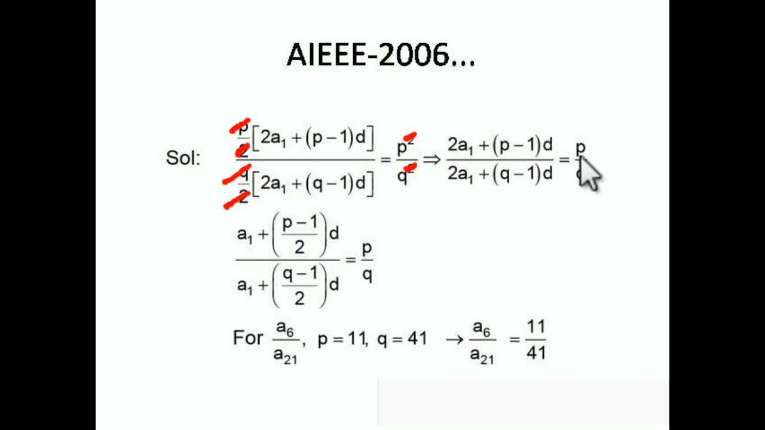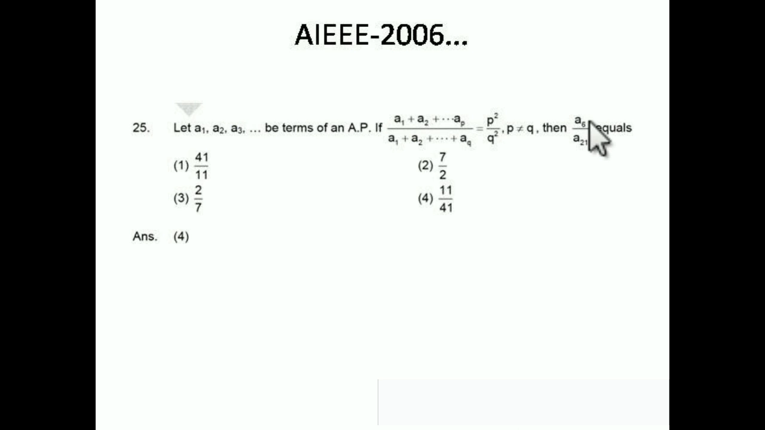So p by q remains, and we have (2a1 plus (p minus 1) into d) upon (2a1 plus (q minus 1) into d). Now 2 comes out common and cancels, so we have (a1 plus ((p minus 1) by 2) into d) upon (a1 plus ((q minus 1) by 2) into d). Now what we have to find out? We have to find out the value of a6 upon a21.